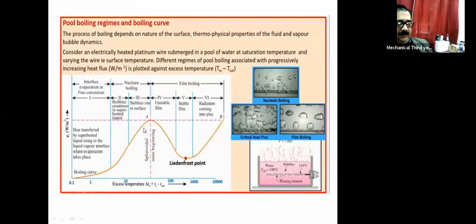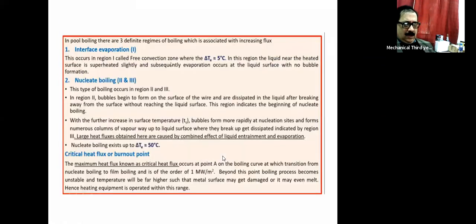In this particular curve, it is A. In our previous case, it was C, right? So point A on the boiling curve, at which the transition from liquid boiling to film boiling occurs, is of the order of 12. This is for this particular water.